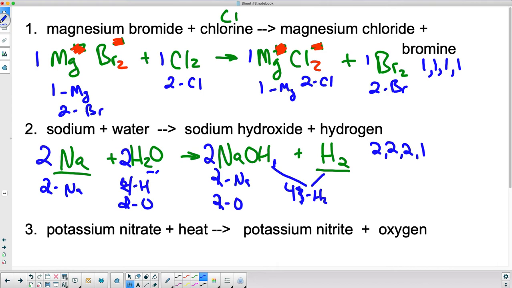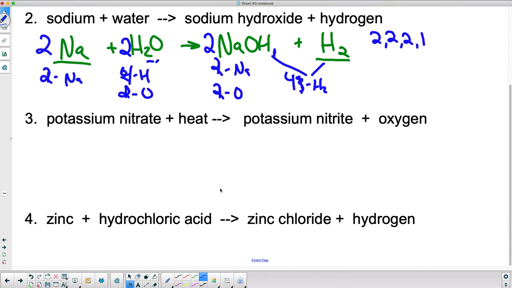Okay, let's take a look at number 3. The only reason why I'm doing number 3 is so that you can see that for number 3 it says plus heat. So let me do my step 1. My step 1 is in red, and my step 1 is in green, and it is symbols and charges. So potassium is a +1, nitrate we know is a polyatomic ion with a -1, like that. And then this says plus heat.